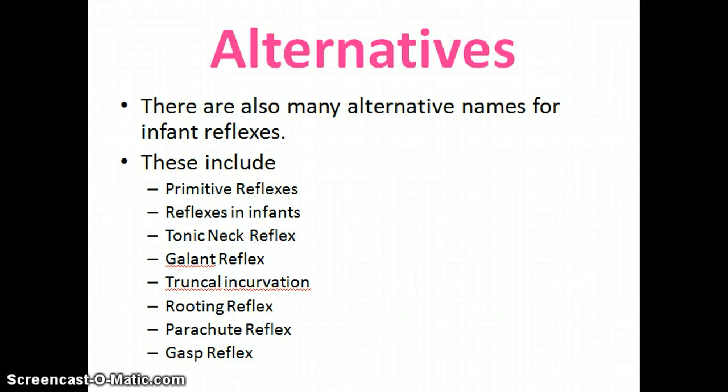Some other reflexes that are normal in infants but are not as they grow up are the sucking reflex, the startle reflex, and the step reflex. There are also many alternative names for infant reflexes, and I've included these at the bottom of this page, and these include the rooting reflex, the parachute reflex, and the gasp reflex.